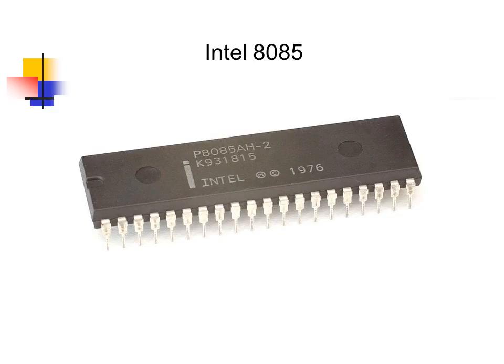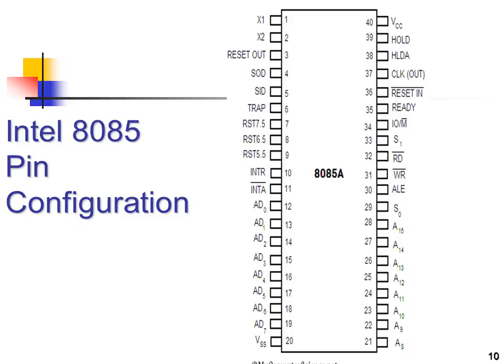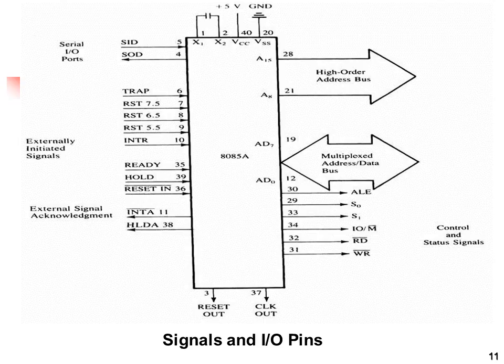This is the pin diagram of an 8085 microprocessor, which is a 40-pin IC, which requires plus 5 volts. This is a detailed pin diagram of the 8085 microprocessor, which has 40 pins with their names. At a closer look, these are the signal input-output pins: higher order address line signals, multiplexed signals, ALE, status signals, read and write signals, interrupt signals, externally initiated signals, serial IO signals.